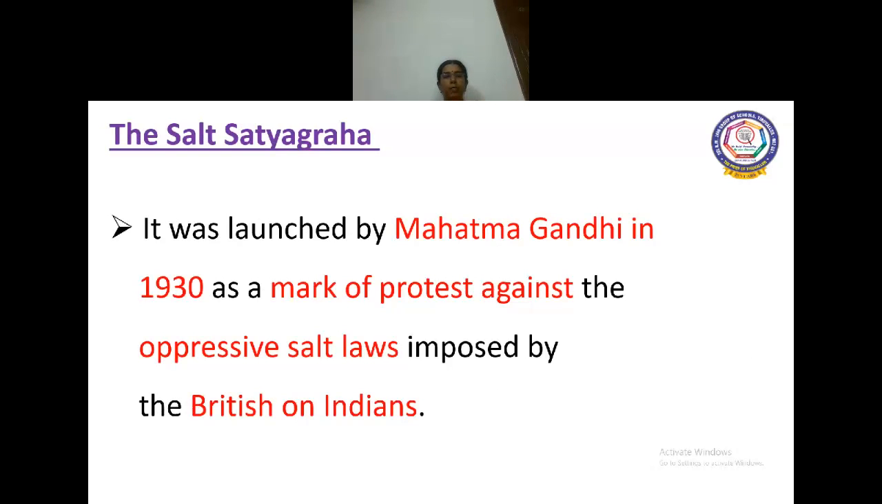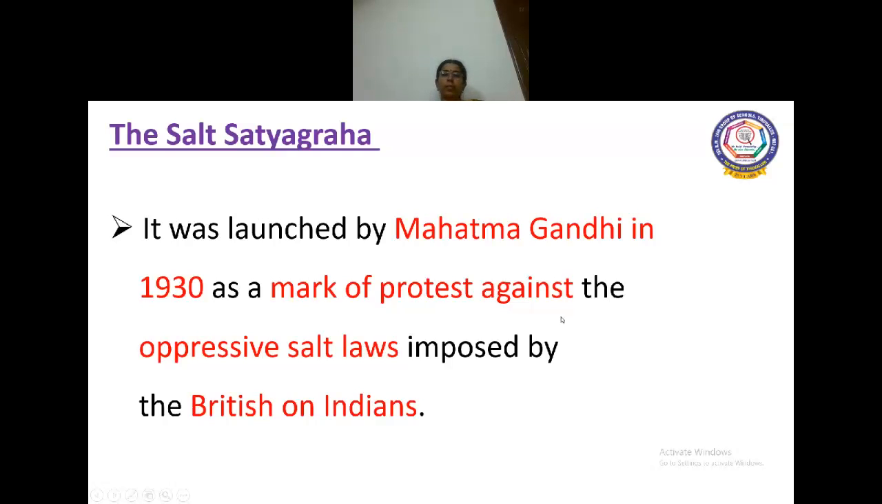We can take the example of the Salt Satyagraha movement. The Salt Satyagraha movement was launched by Mahatma Gandhi in 1930 as a mark of protest against the oppressive salt laws imposed by the British on Indians. In order to collect more revenue from the people, the British laid salt laws, that is, the manufacturing and selling of salt became the monopoly of the British. They did not allow any Indian individual to make salt or to sell salt. They laid heavy taxes on it.